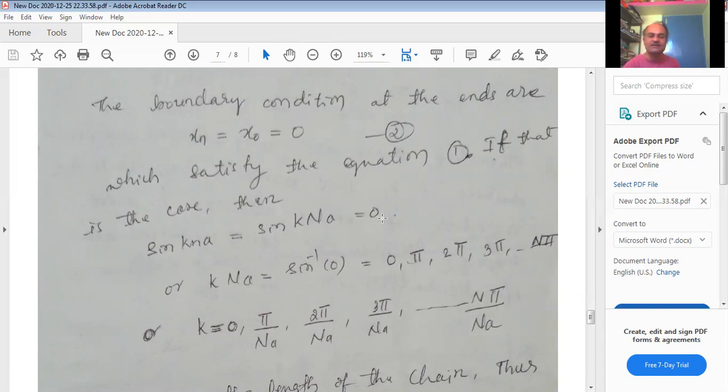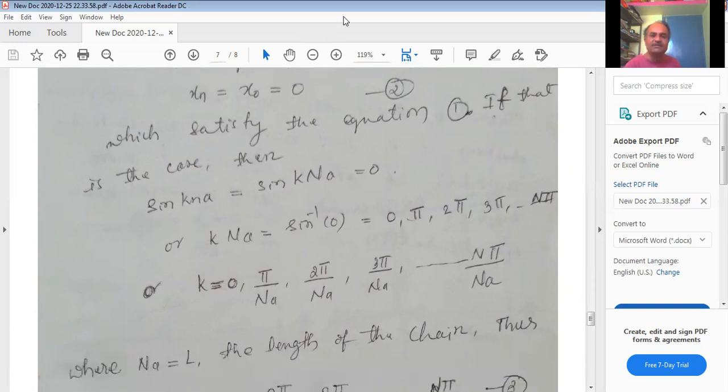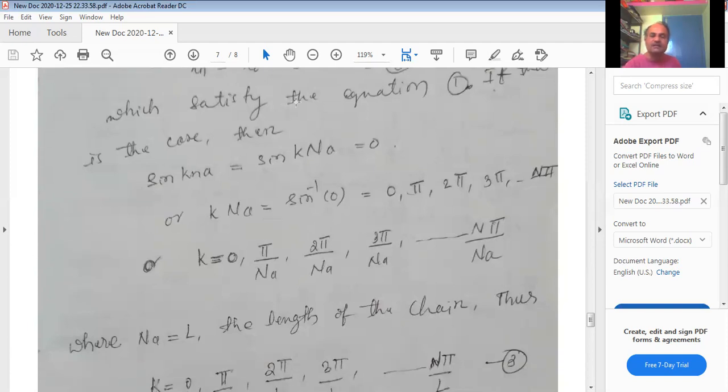If that is the case, then you take this condition two. So sine of k n a is equal to 0, or from the right part, sine of k capital N a is equal to 0. That can be written as kNa equals sine inverse of 0. Sine inverse of 0 means it is 0, pi, 2 pi, 3 pi, and so on. Or k is equal to 0, pi by Na, 2 pi by Na, 3 pi by Na, and so on.